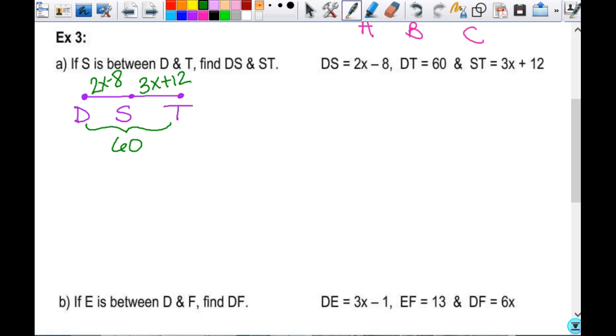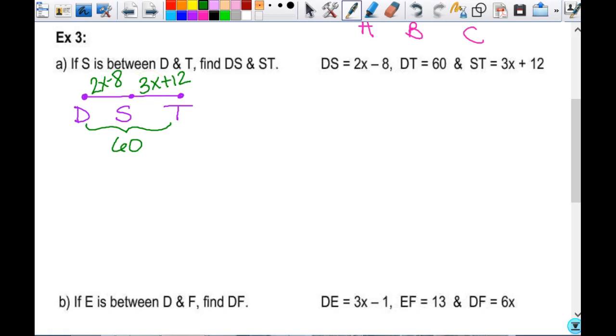Now, is S right in the middle of D and T? No. Could it be? Yes, but we have no way to know for sure, right? Even in my picture, it kind of looks like it is, but I drew it, so it doesn't mean anything. So these two might have the same length, but I don't know that. There's nothing that tells me that right now, so I don't want to start off by just setting those equal to each other, because that wouldn't make any sense, right?